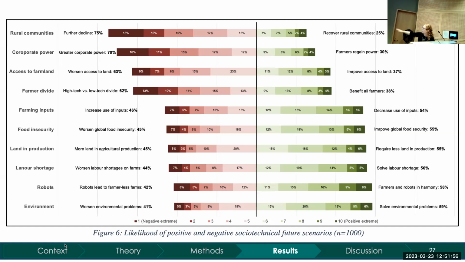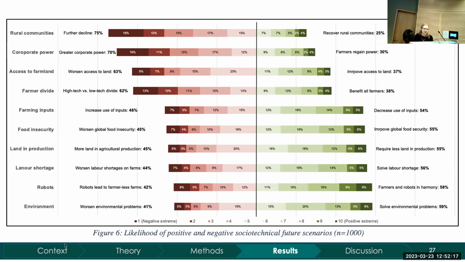So the 6 most positive kind of group together. And most of these are also the promises that are made by the developers of these technologies. Is it going to help food security? The majority, like not much of a majority, but 55% think yes. Is it going to help solve environmental problems? There's 59% think it's more likely to be yes than no.